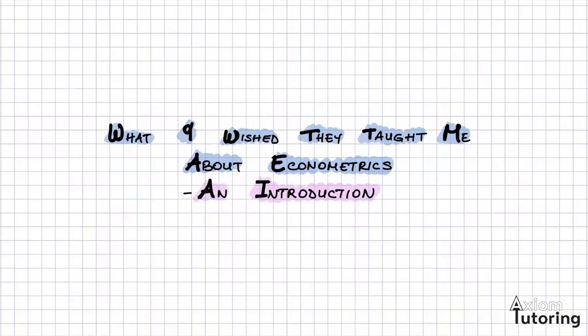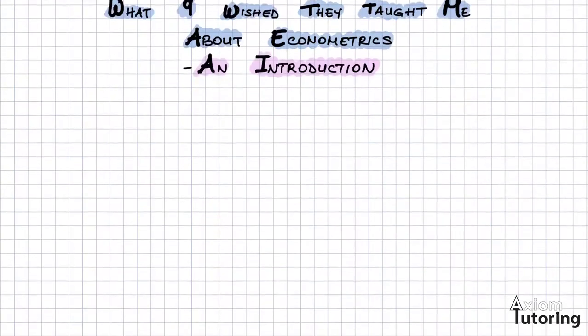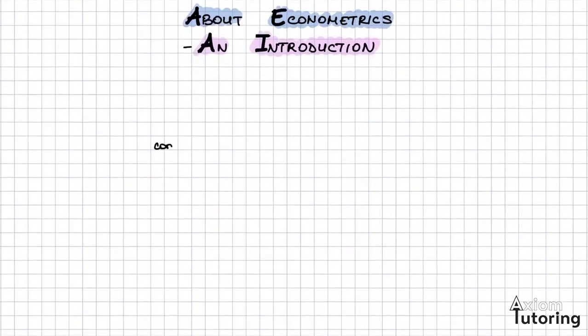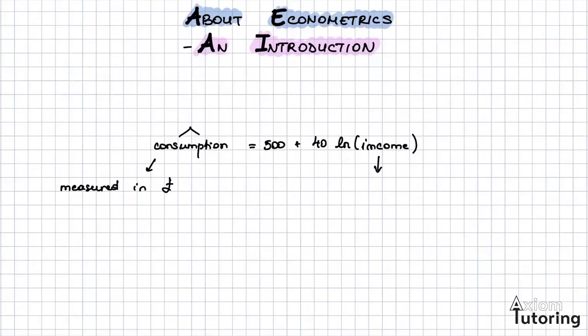We've derived the interpretation mathematically on the level-log model, so now let's apply it to a concrete regression and interpret the coefficients correctly. Suppose that the model we are talking about is consumption equals 500 plus 40 ln of income, where consumption is measured in pounds and income is also measured in pounds.